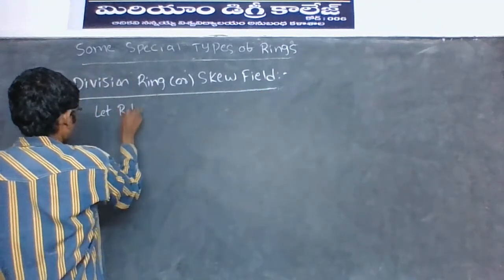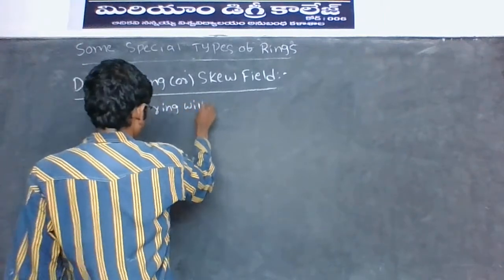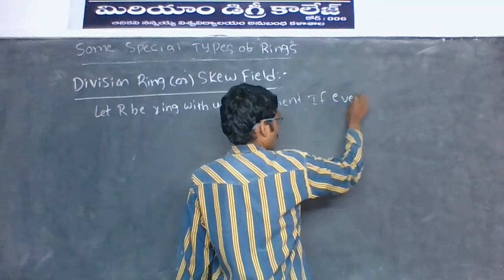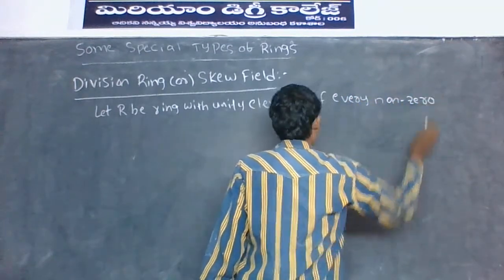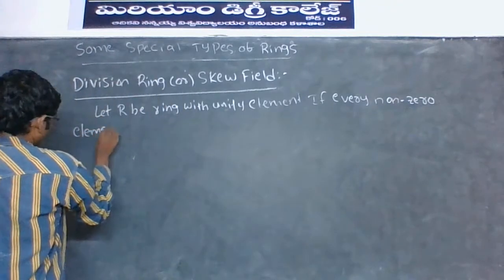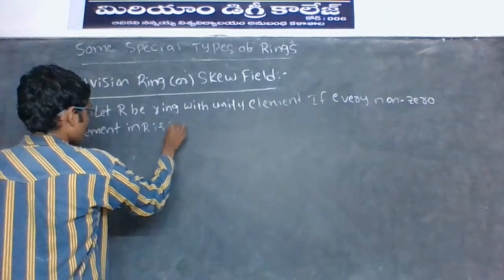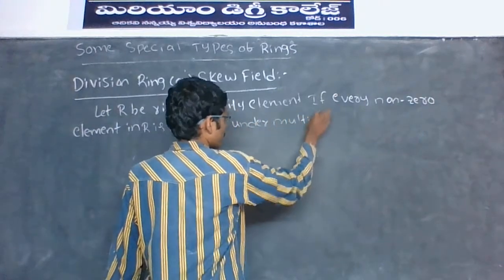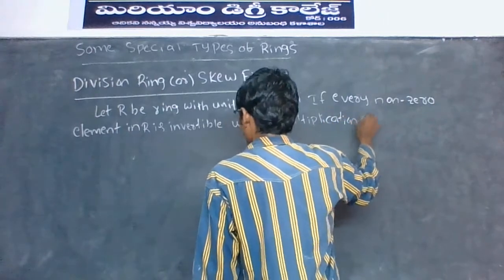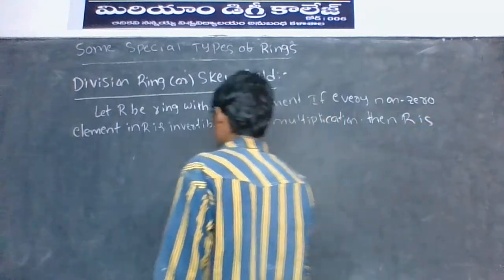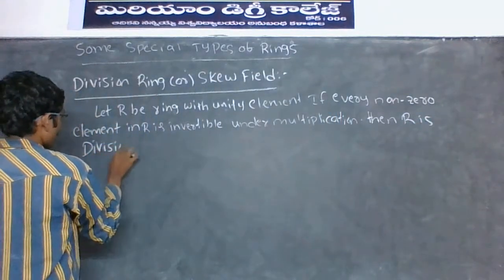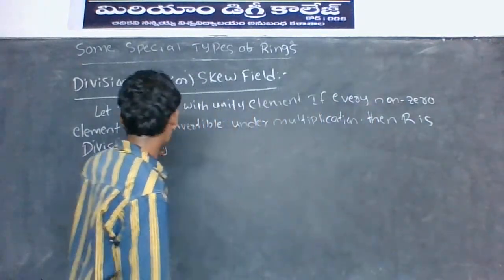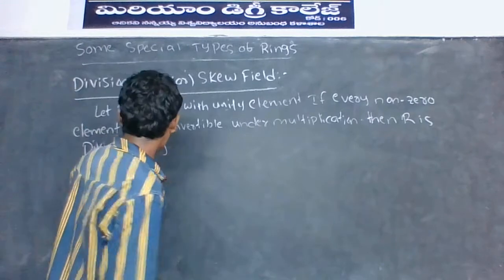Let R be a ring with unity element. If every non-zero element in R is invertible under multiplication, then R is a division ring, or skew field. Let R be a ring with unity element. If every non-zero element in R is invertible under multiplication, then R is a division ring.